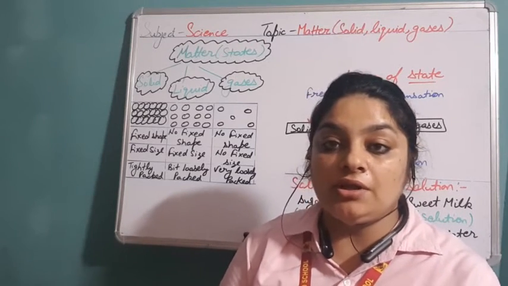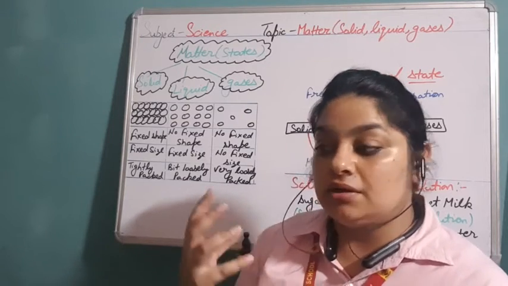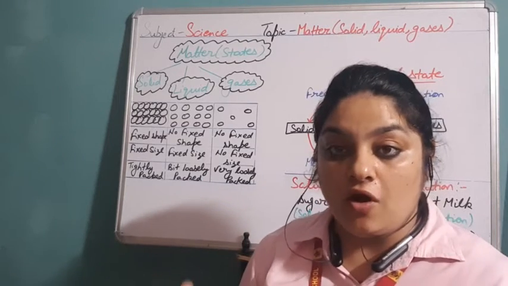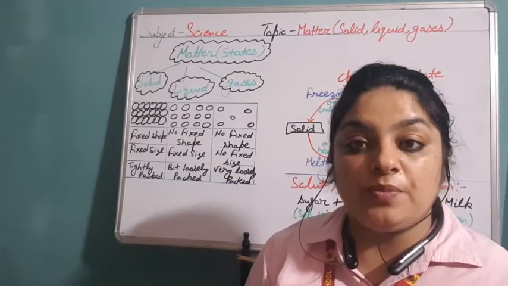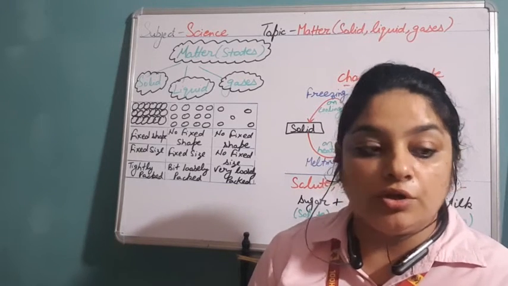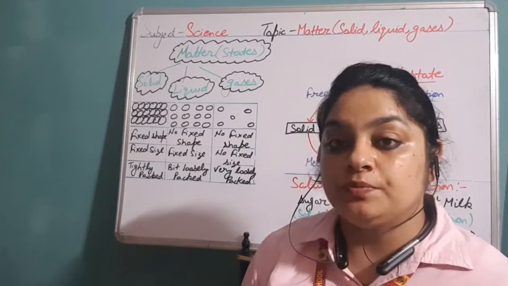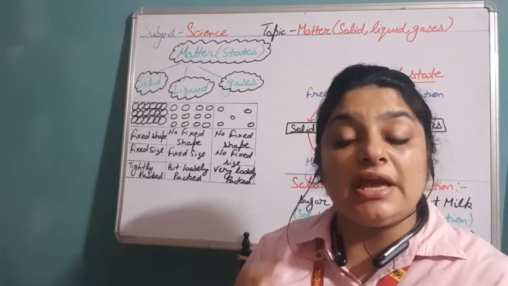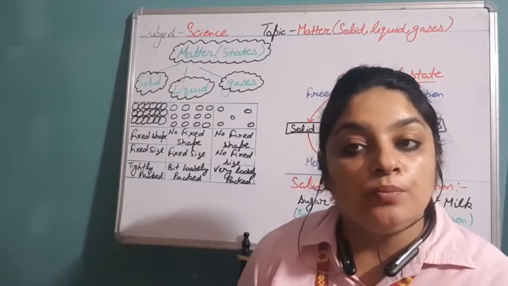For example, phone, tripod, pen, pencil, eraser, ID cards, clock, any furniture, doors, windows, book, notebook, paper. Then we have stone, pebbles, anything. These all things, anything which has mass and occupies space, that is matter.